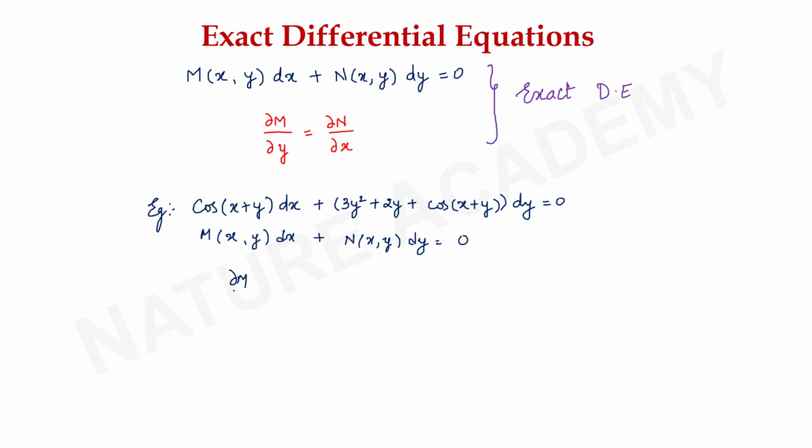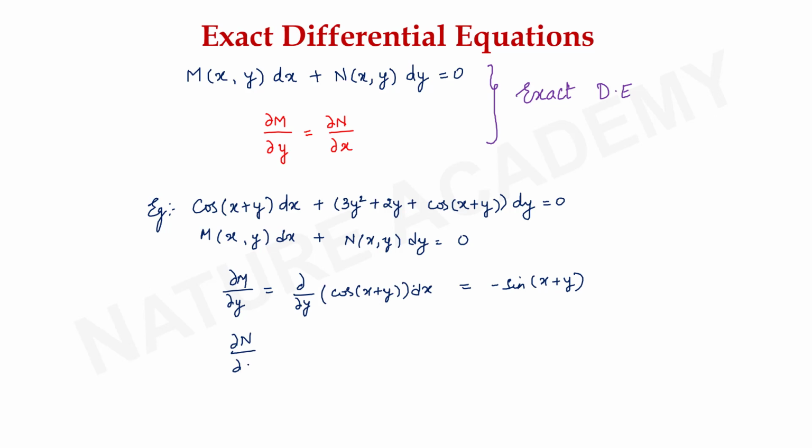∂M with respect to y will be equal to ∂/∂y of cos(x plus y) dx. So if you differentiate cos(x plus y), you have minus sin(x plus y).